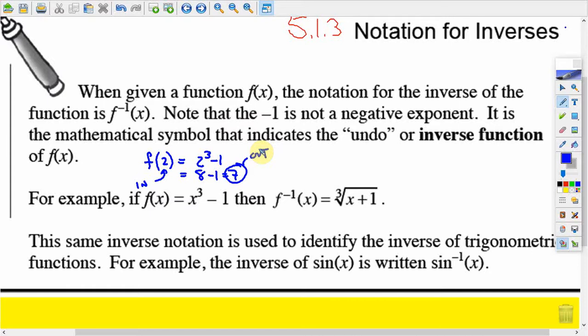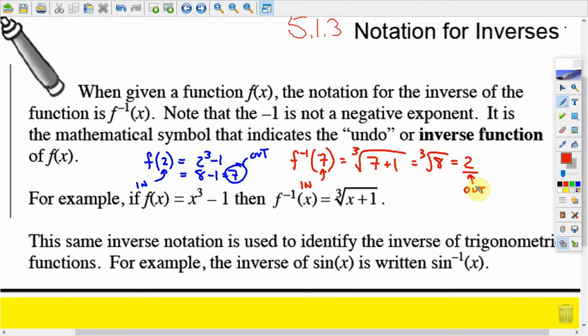We're going to check to see if this inverse function is correct by plugging in the output from the original function into our inverse function. So we're going to say f of -1 of 7 should equal 2. Let's see if it does. Cube root of 7 plus 1. So 7 plus 1 is 8, and the cube root of 8 is 2. So now in our inverse function, 7 is the input, 2 is the output, which is the reverse of the original function.